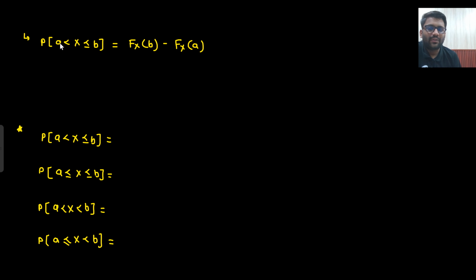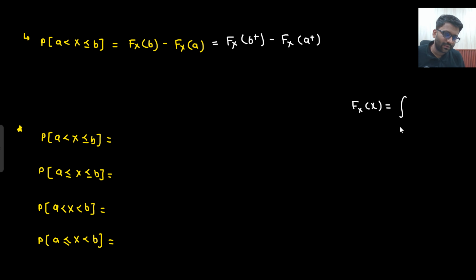The probability that x is between A and B, including B, excluding A, can be written as Fx of B minus Fx of A. Because at the higher limit I want the equal sign, and at the lower limit I don't want the equal sign, this is the desirable condition. I know that Fx of B is equal to Fx of B plus, and it is equal to Fx of A plus. Now what do you know? That your Fx of x is equal to the integral from minus infinity to x of small fx of x dx. Do you know this? Right? So what would your Fx of B be equal to? That would be equal to, in place of small x, you need to put B. Say yes or no.